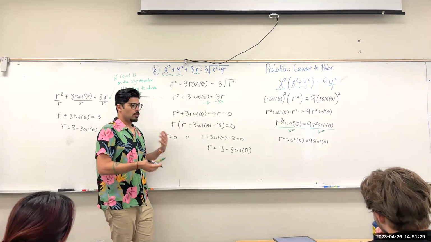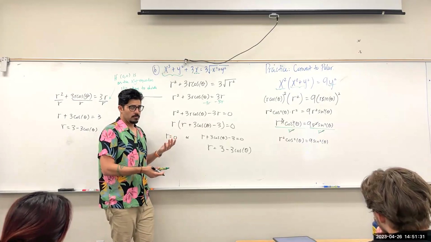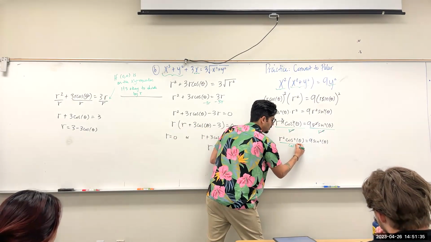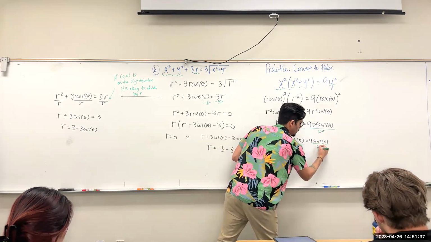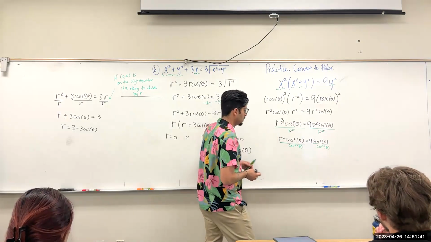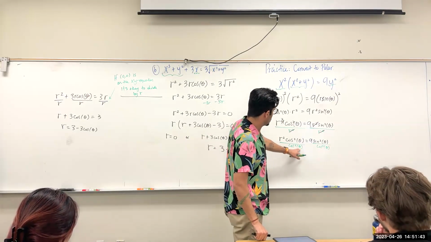And then, like I said, usually you want to get r by itself. So then we're going to divide by cosine squared theta. Isn't it divided by a variable then? Let's see, so maybe that is squared.